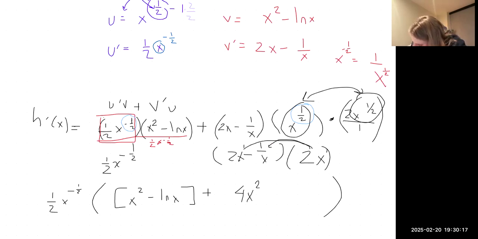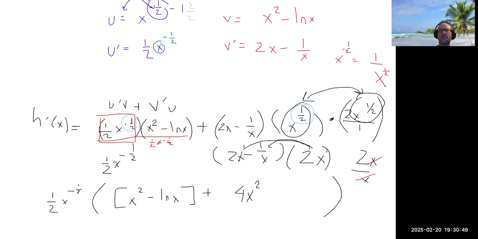That's going to give us 2x over x. Can that simplify? 2x over x is just 2. We're getting rid of the x's, obviously. So we've got our -2 there.